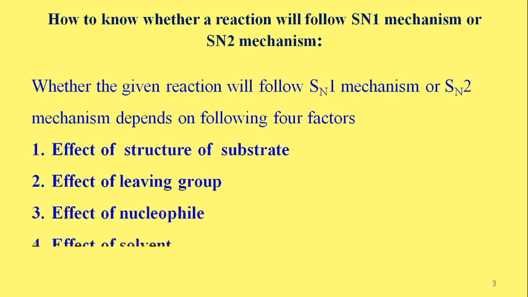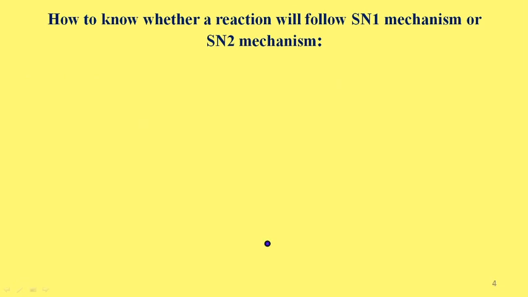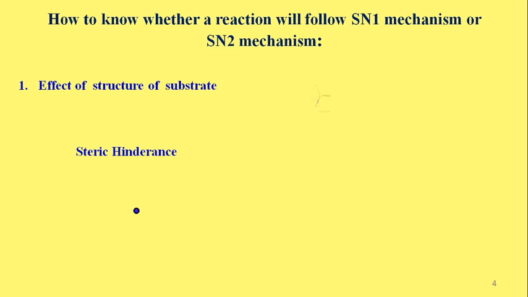Whether a given reaction will follow the SN1 mechanism or the SN2 mechanism depends on four factors. First, effect of structure of substrate; second, effect of leaving group; third, effect of nucleophile; and fourth, effect of solvent. First we can see the effect of structure of substrate. In that, consider steric hindrance.